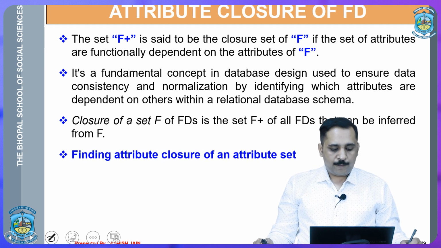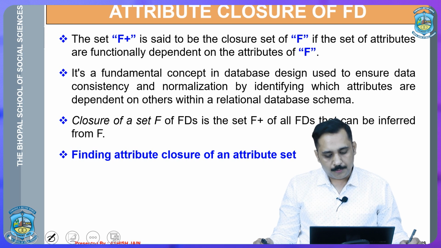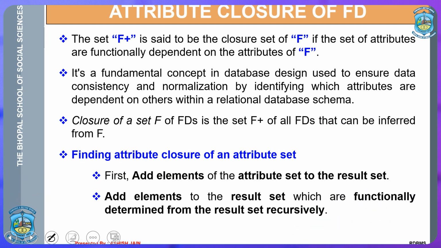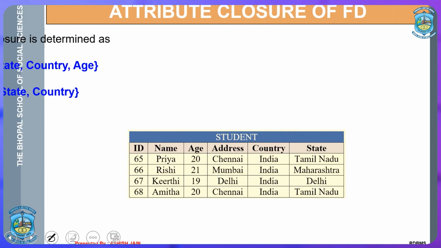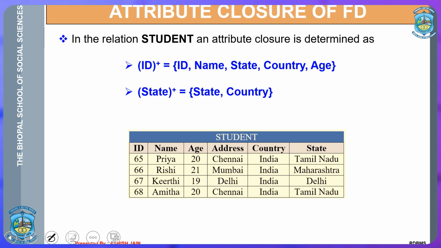Now let us see how we find the attribute closure, or simply the closure of an attribute set. It has two steps. The first step is to add the elements of the attribute set to the result set, and second, add elements to the result set which are functionally determined from the result set, recursively. That means we continuously check for the functional dependencies and add them to the resultant set. Let us take an example. Again, we have a relation called student in which different values are there. Here, if we talk about ID plus, or the closure of the attribute ID, it contains all those fields that can be reached using this ID number.